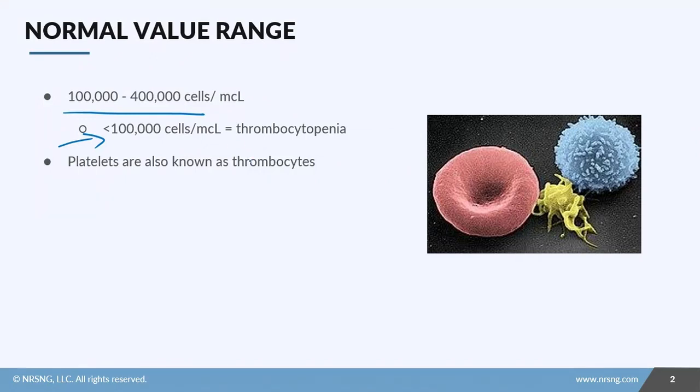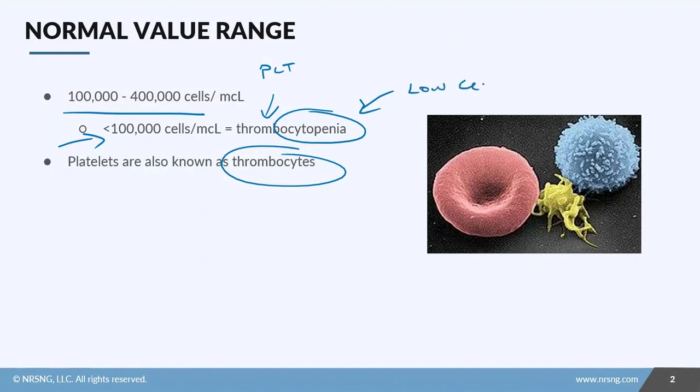Platelets are thrombocytes. So what we do is we get the word from thrombo, which is here. It says platelet. You also see the abbreviation PLT. And then cytopenia means low cell. So that's where we get that word from.